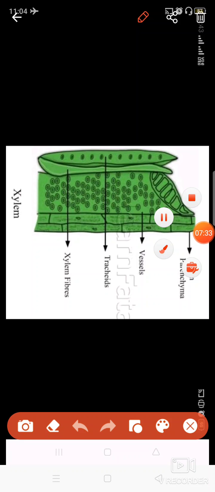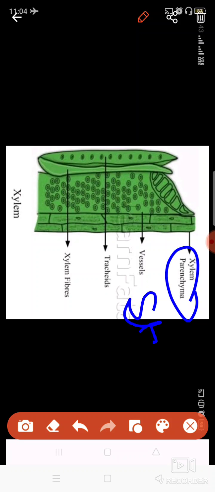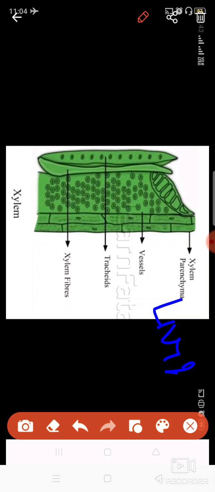Basically, xylem parenchyma, like the one present in the phloem, has the same function: they store the food in the form of starch. When the phloem is bringing the food, it helps in storing the food in the xylem. This cell is a living cell. Except this cell, all the cells are dead in this xylem tissue.